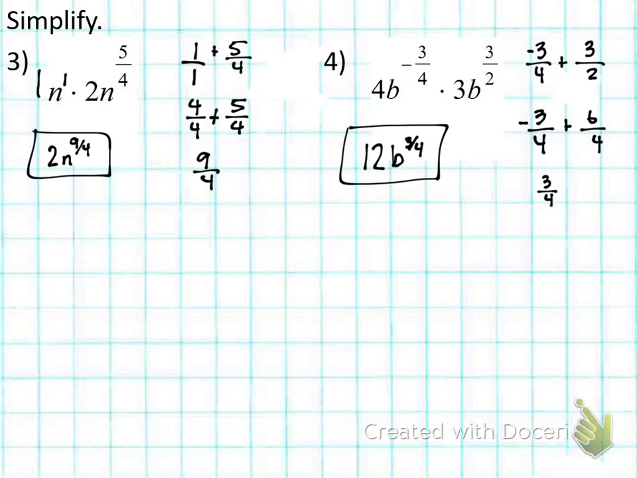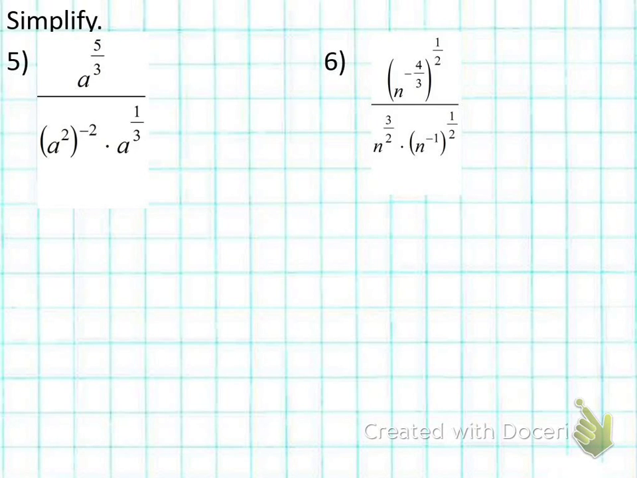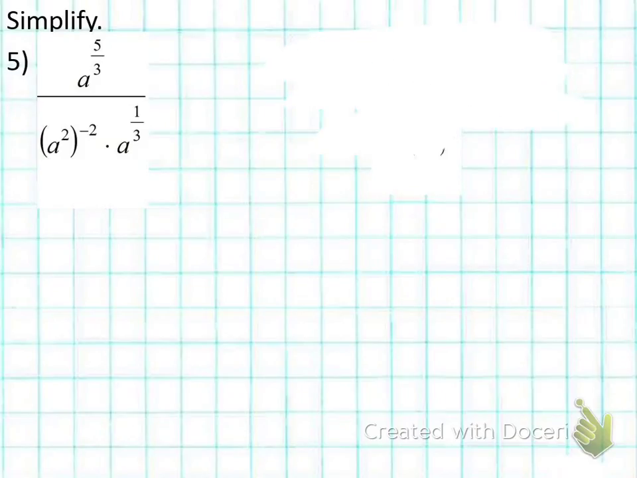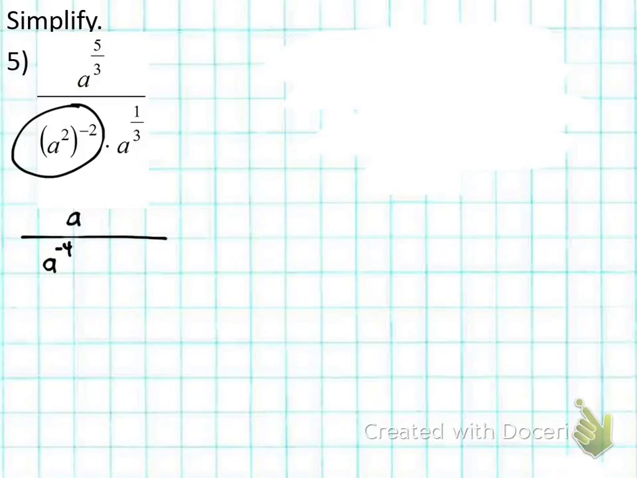Continuing on. Number 5. Work in bite size. On this one, I'm going to start you off just to get you going here. On number 5, I would suggest that you multiply this first right here. So a squared times -2 is going to be a to the -4th. Okay? I'll start you off with that part. And the numerator you want to keep the same, bring the rest down.